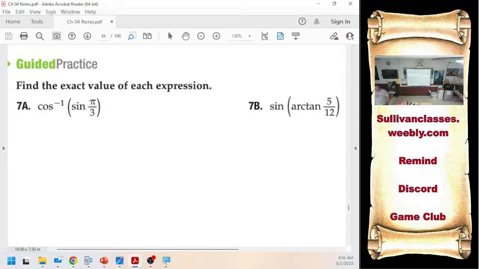3, 4, 5; 5, 12, 13; 8, 15, 17 are the three most common ones. It's 20, 21, and something. I always forget what the third one is.